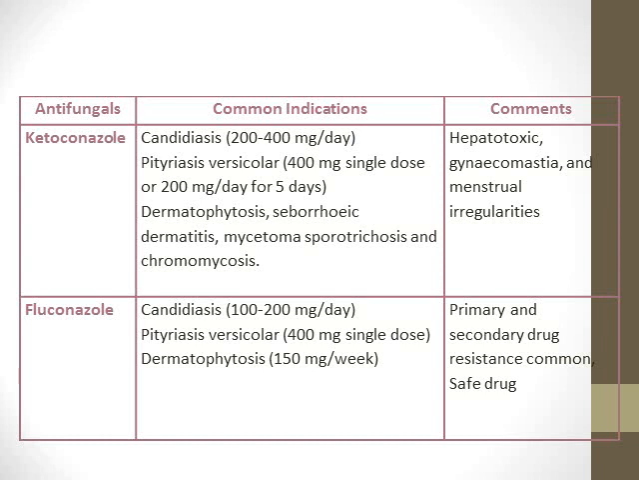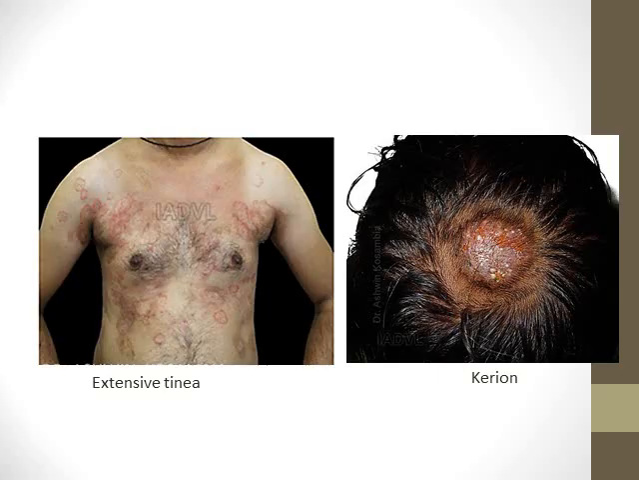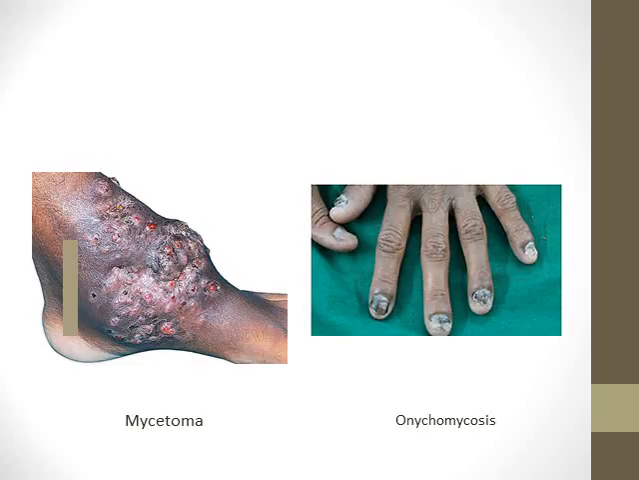Fluconazole is commonly used, especially in 150 milligram per week for tinea infections. For pityriasis versicolor, we give 400 milligram single day dose, or in candidiasis, we give 100 to 200 milligram daily. It is a comparatively safer drug. Itraconazole is also given in the same indications, but it can also be given in deeper fungal infections such as extensive bacterial infections, mycetoma, and onychomycosis.